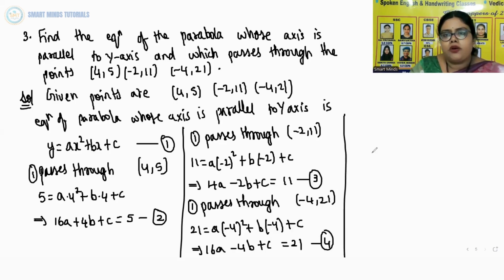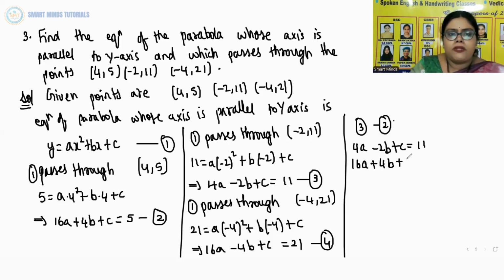After substituting all the 3 points, we will do 3 minus 2. So first copy the third equation, 4a minus 2b plus c is equal to 11. You can even do 2 minus 3; 2 minus 3 or 3 minus 2 gives you the same answer. And second equation is 16a plus 4b plus c is equal to 5. Now we change the signs. Why are we changing the signs? So that plus c and minus c can be cancelled.